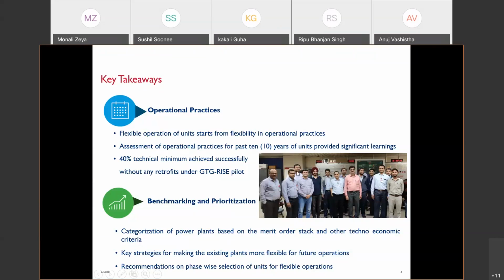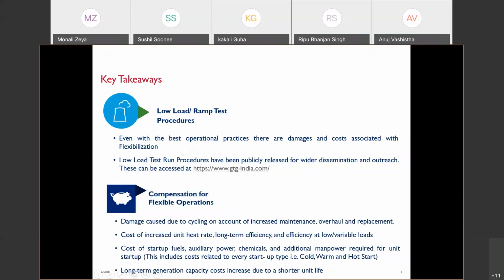Next slide, please. Now, once having done that, it was equally important to instill confidence among the operators. We had a lot of learnings globally, that the US is able to run units at 20% of their technical minimum without any major retrofits, and we had to showcase those demonstrations, those examples, in India.